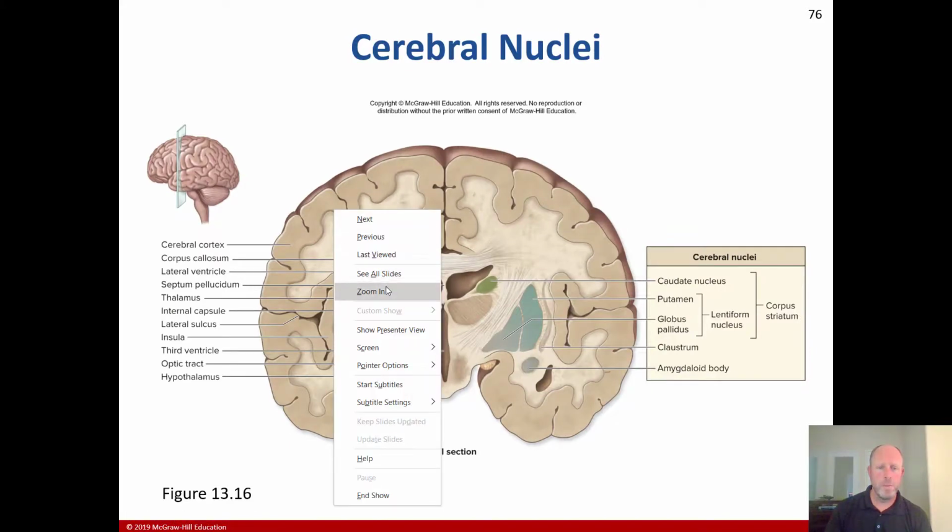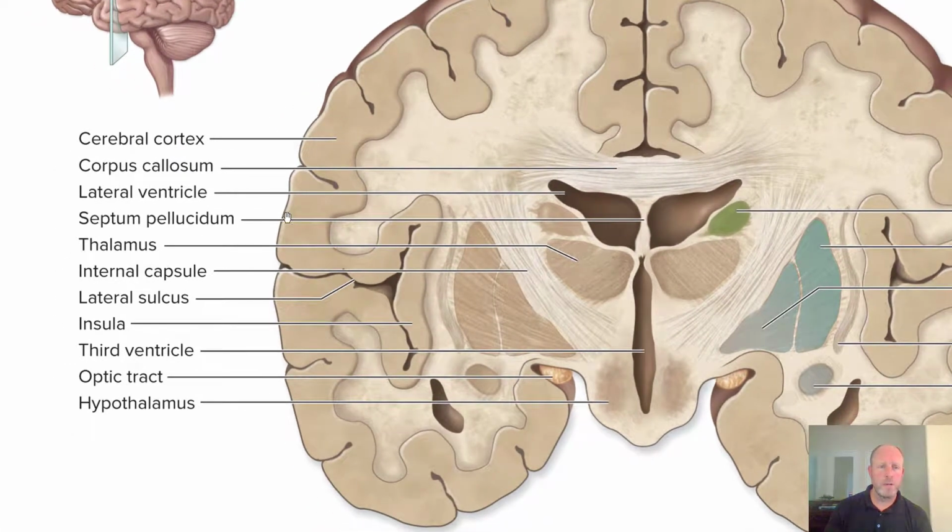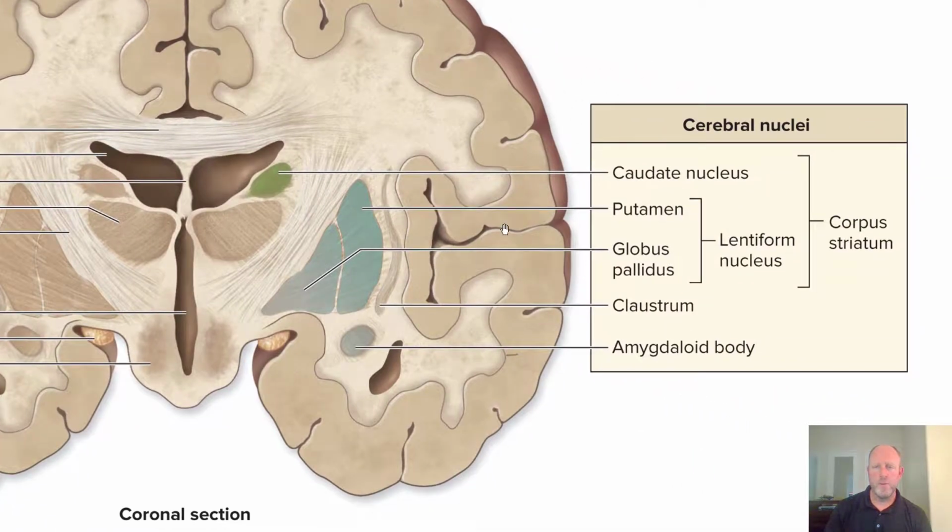So we can see here, we have our cerebral cortex, our corpus callosum, our lateral ventricle, our septum pellucidum, our thalamus, our internal capsule, our insula, the lateral sulcus here, our third ventricle here, our optic tract, our hypothalamus. Then we have our cerebral nuclei: our caudate nucleus, our putamen here, our globus pallidus, all part of the lentiform nucleus, the two of them, then the claustrum here, and the amygdaloid body. And of course this whole section here is part of the corpus striatum.